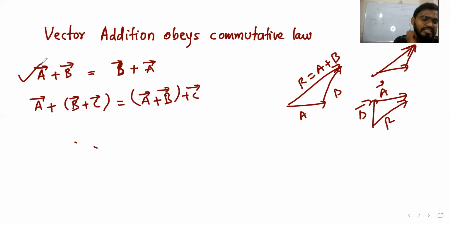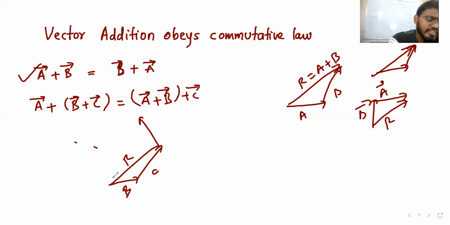Now A plus B plus C, or A plus B plus C, is the same. Let's see how we will prove this. Let's take B plus C first. B plus C gives this R, and A is here. So the resultant is B plus C, right, and this is A. Ultimately these 2 will give you this.